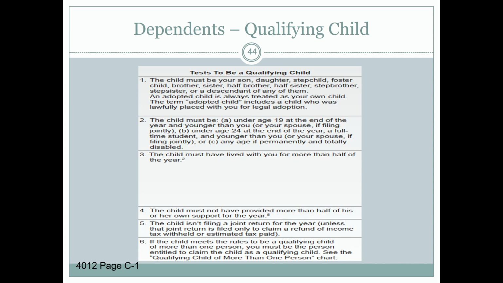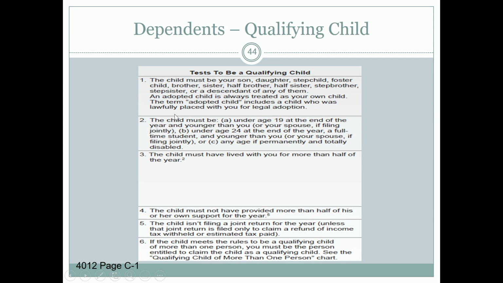Number 5, the joint return test. The child must not be filing a joint return unless, as we said before, they're only filing it to claim a refund of the income tax that was withheld during the year or some estimated tax payments that they made. Also, we have a number 6 here that is a kind of unique situation. It says if the child meets the rules to be a qualifying child of more than one person, then you must be the person entitled to claim the child as a qualifying child. And we have a special chart in your 4012 for that particular situation.